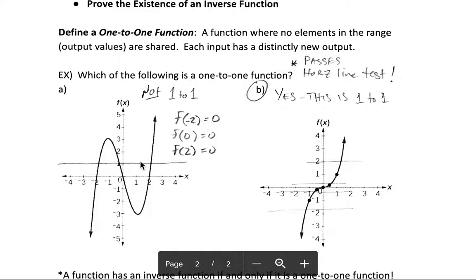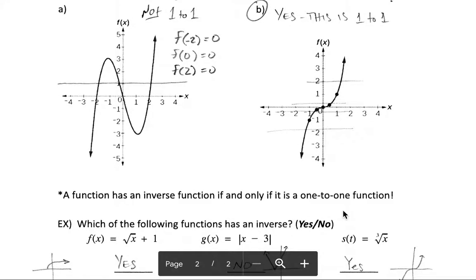So it doesn't pass the horizontal line test. It's not one-to-one. This graph, however, if we draw our horizontal lines, even at that spot right there where it looks a little close, you may have to zoom in sometimes to really test it. But that is only going to hit our graph one time for every horizontal line drawn. So that's a one-to-one function. I can find its inverse or I can draw its inverse.